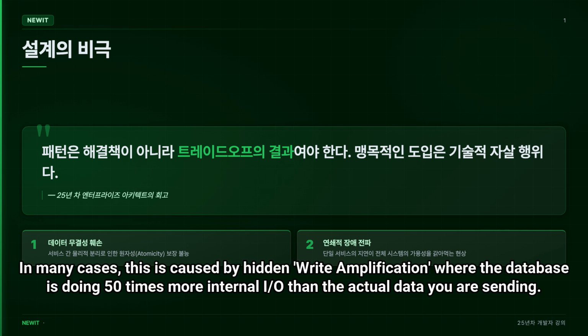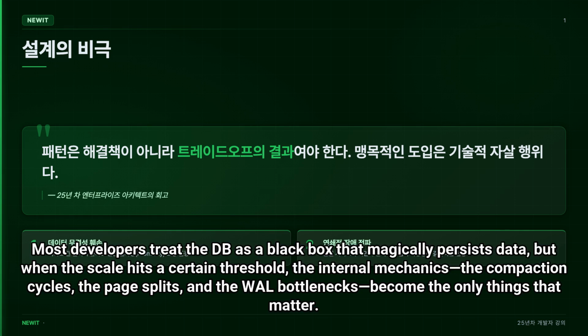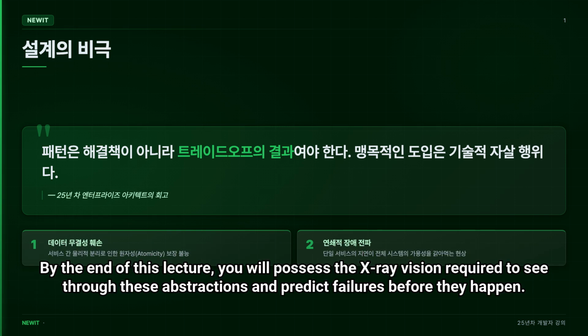In many cases, this is caused by hidden write amplification, where the database is doing 50 times more internal I/O than the actual data you are sending. Without knowing whether your engine uses a B-tree or an LSM-tree, you are essentially flying a plane with a broken altimeter. Most developers treat the DB as a black box that magically persists data, but when the scale hits a certain threshold, the internal mechanics, the compaction cycles, the page splits, and the WAL bottlenecks become the only things that matter. By the end of this lecture, you will possess the X-ray vision required to see through these abstractions.